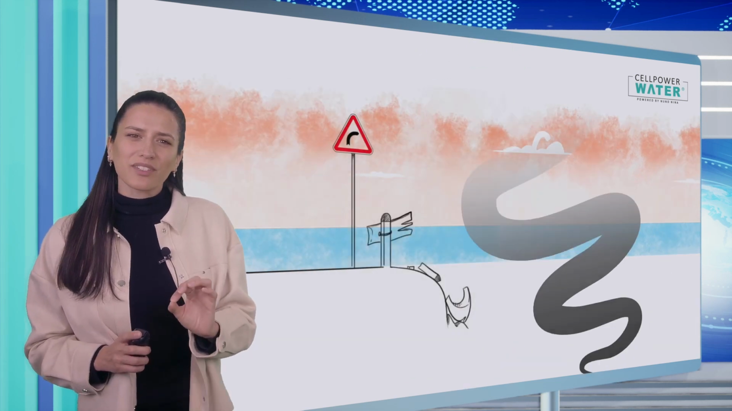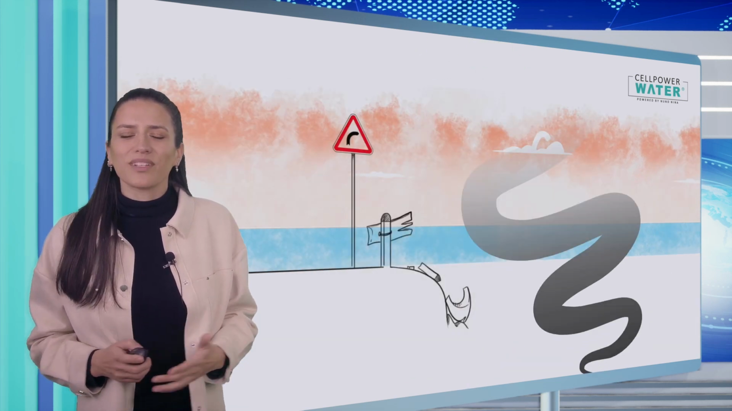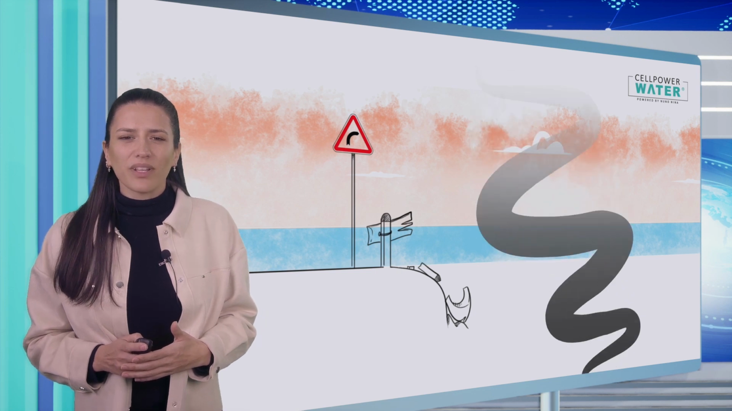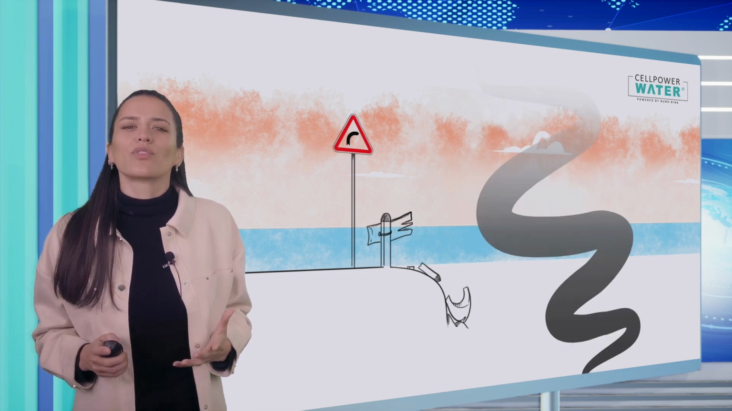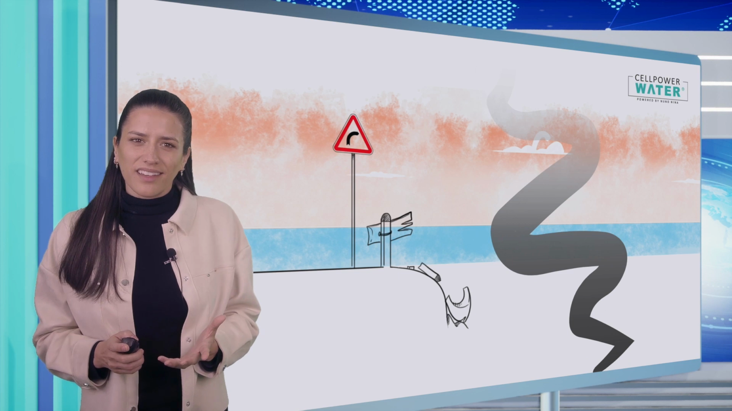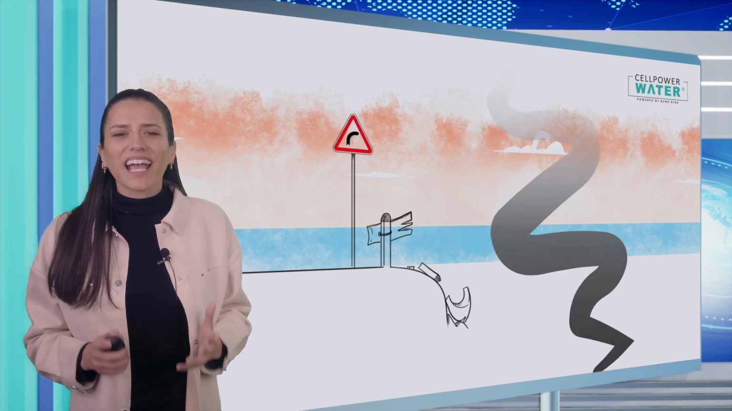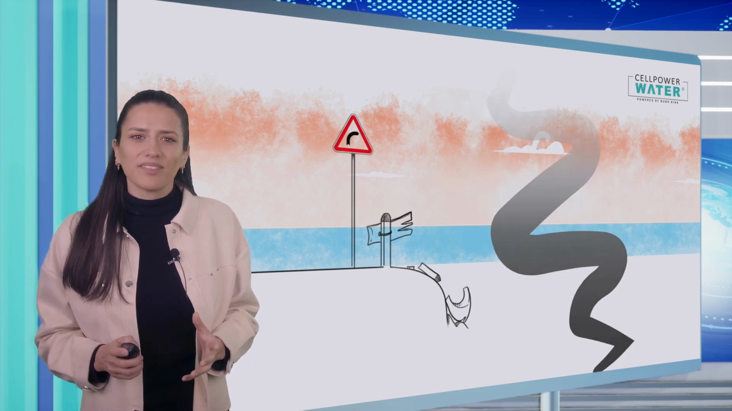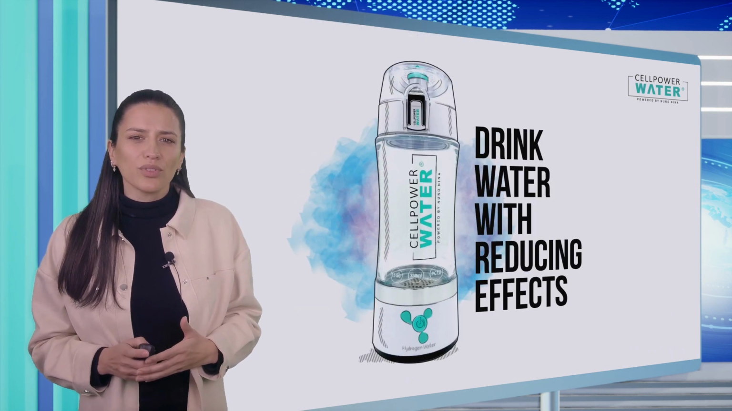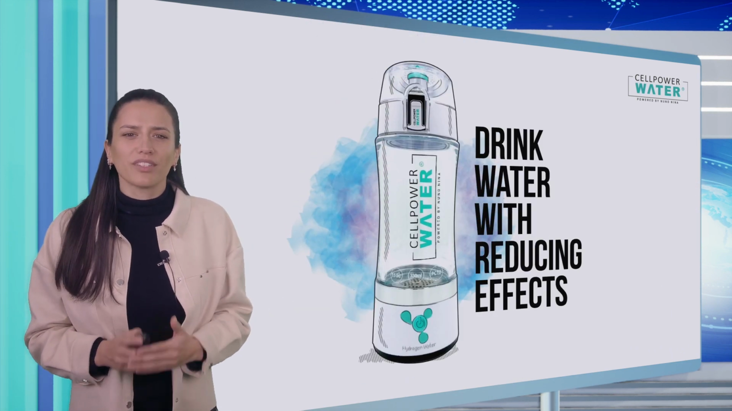Now you start to get the picture as to why reduction is so important. Reduction is what actually controls the energy we need. Continuing the analogy, this accident represents an illness. This is what our bottle allows you to do, to drink water with reducing effects.